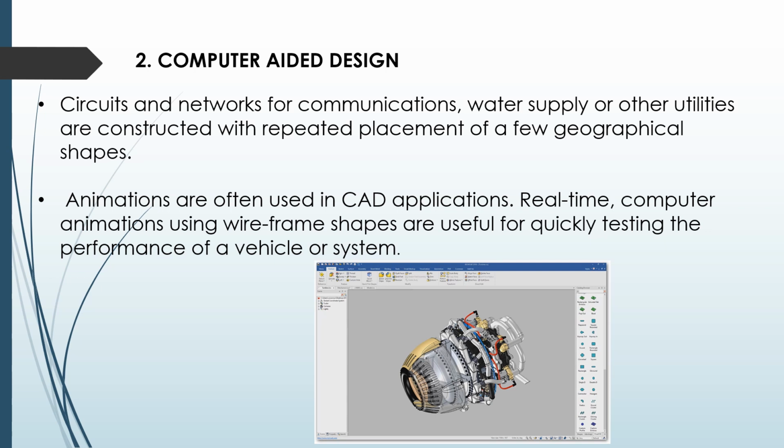Computer-aided design. A major use of computer graphics is in the design process, particularly for engineering and architectural systems. CAD, computer-aided drafting and design methods, are now routinely used in the design of automobiles, aircraft, spacecraft, computers, home appliances, circuits, and networks for communication, water supply, or other utilities, which are constructed with repeated placement of a few geometrical shapes. Animations are often used in CAD applications. Real-time computer animations using wireframe shapes are useful for quickly testing the performance of a vehicle or a system.